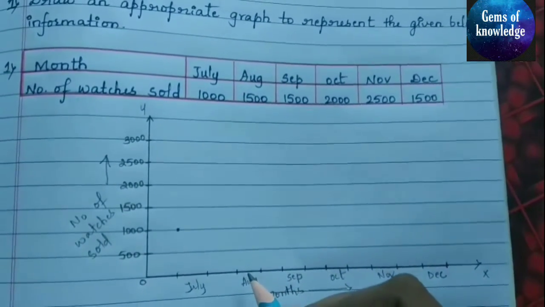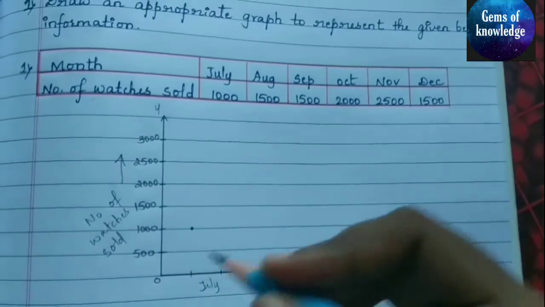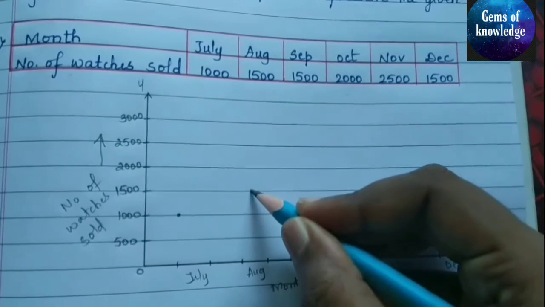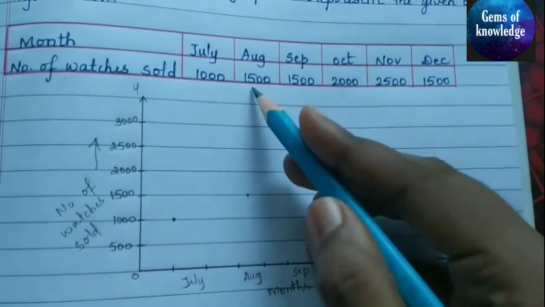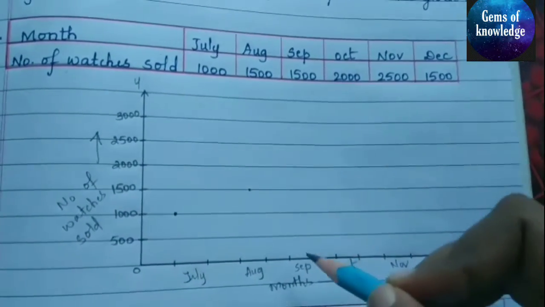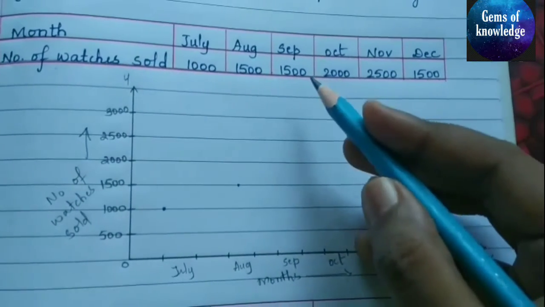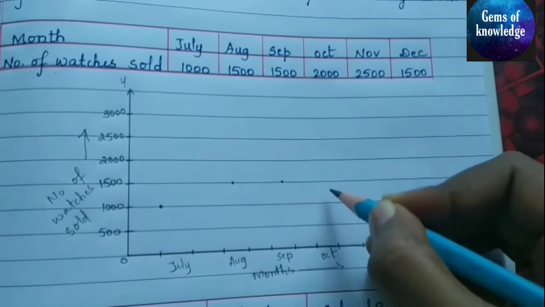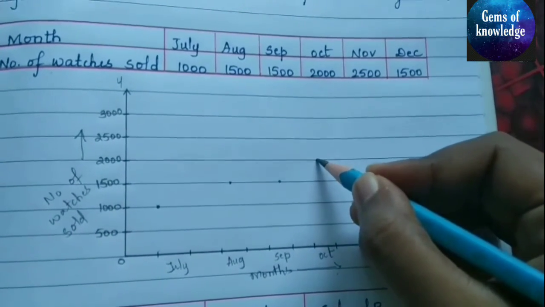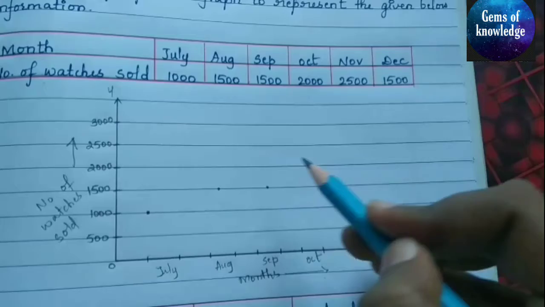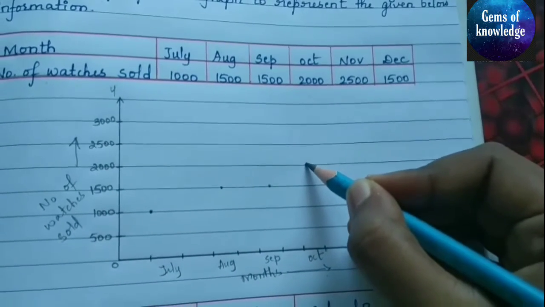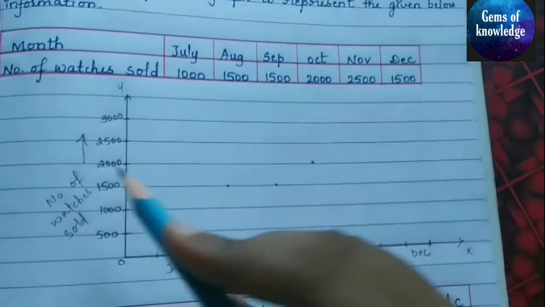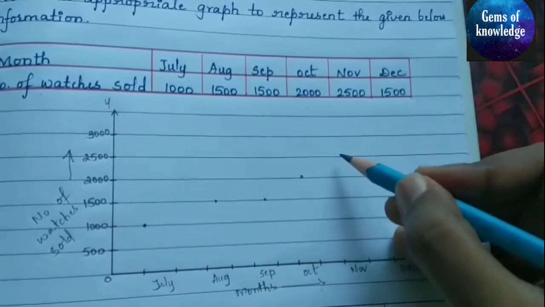Then for August we are having the value up to here, 1500. You can see here 1500. Then for September we are having again 1500. Then for October we are having 2000, which is here. You can see 2000 is here in the month of October. Then for November we are having 2500.